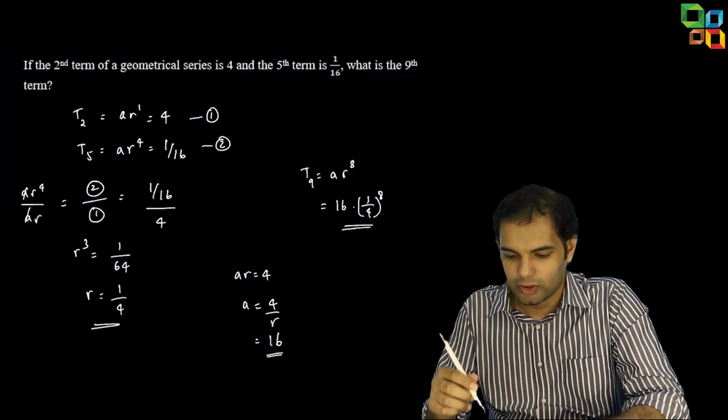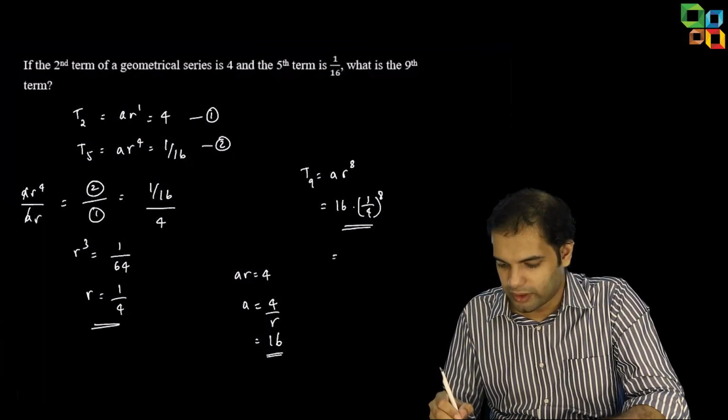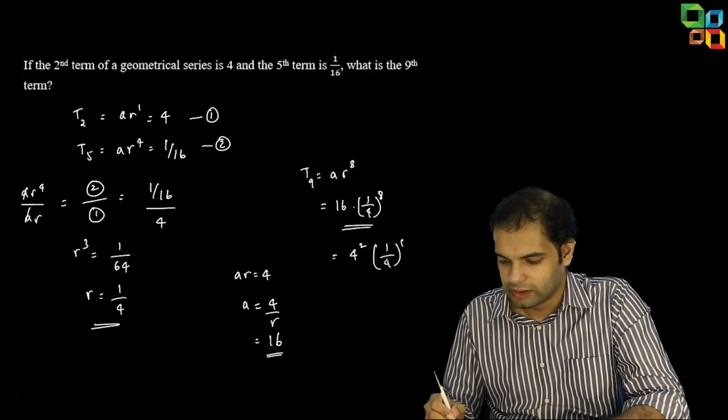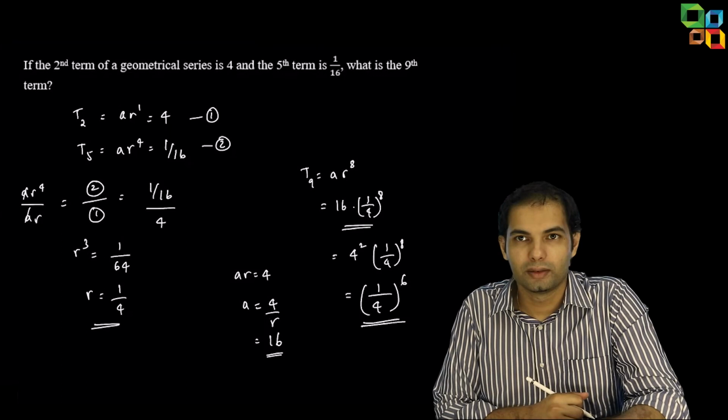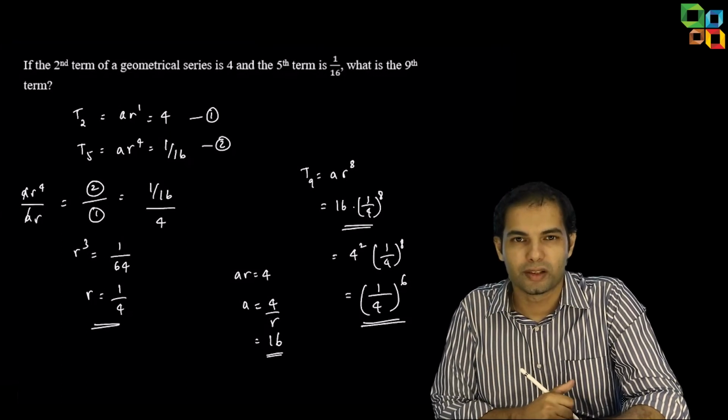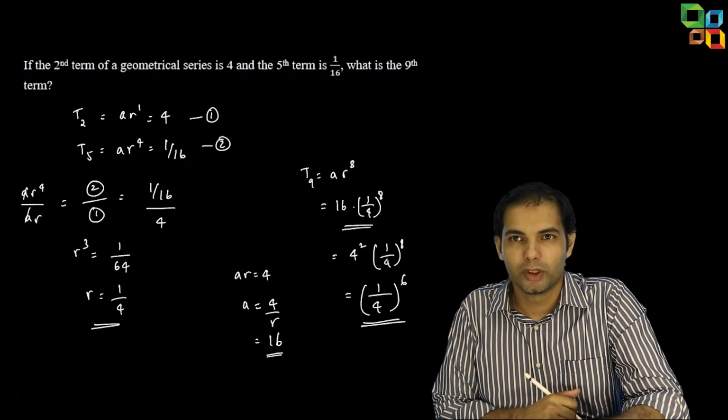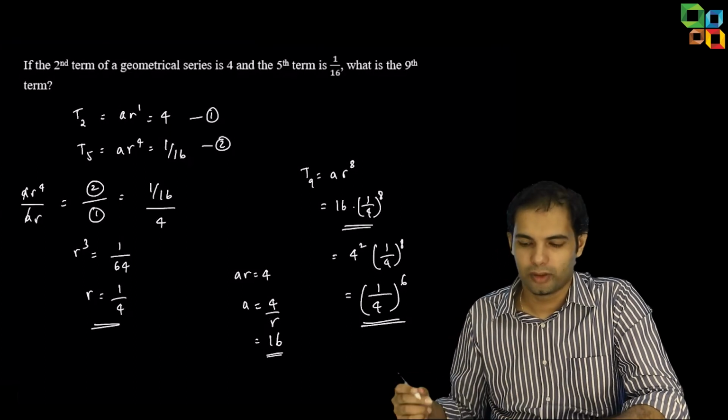So you can just change the power here if you like. This is 4 square, and this is 1 by 4 whole power 8. Just to write the simplified version, you can write 1 by 4 whole power 6. You can simplify that way if you like, but you need not find what 4 power 6 is, and so on. Okay. Fine.